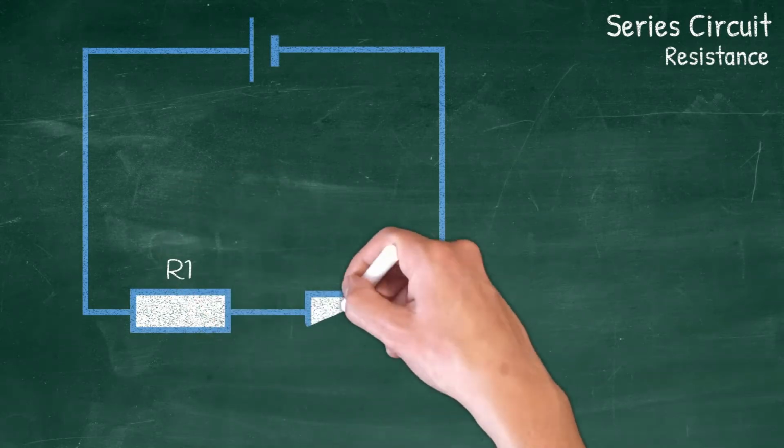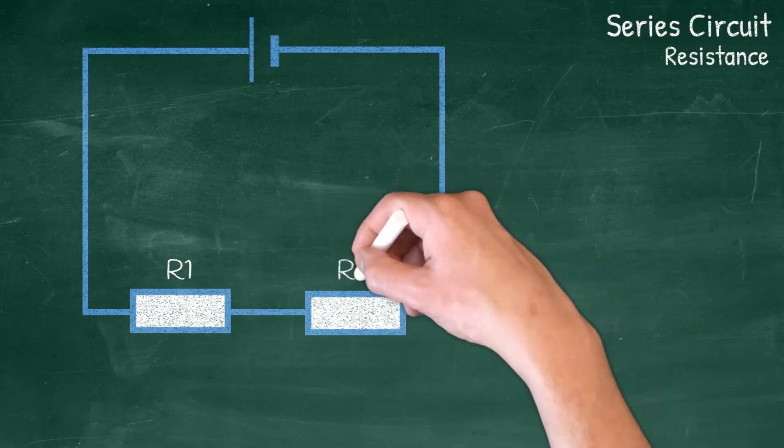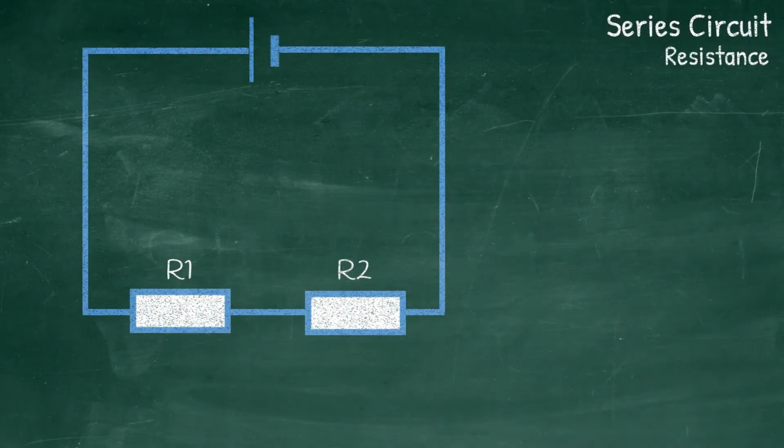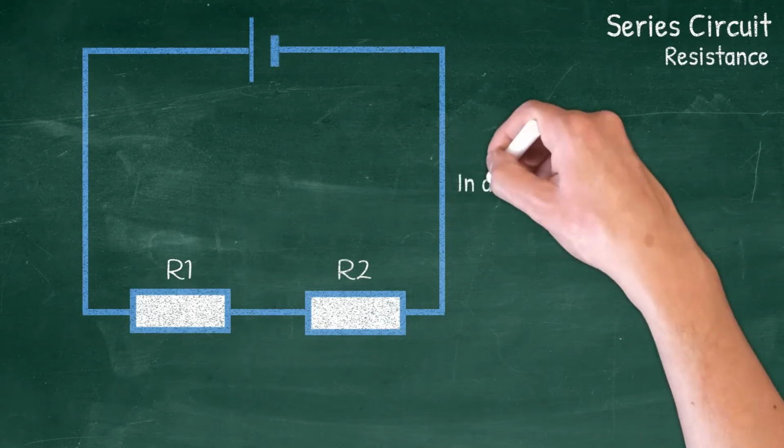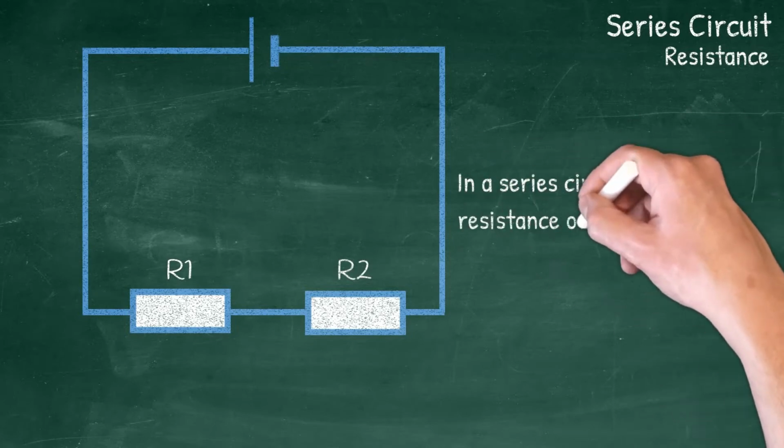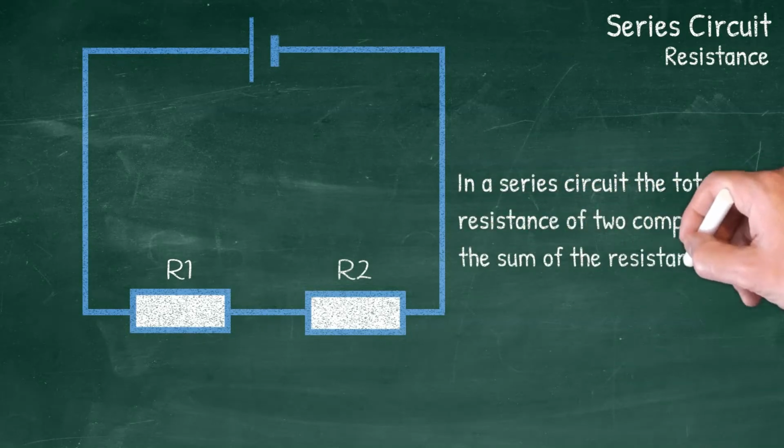Well, what happens if we add another resistor, resistor 2, in series? Well, hopefully you can guess that the total resistance increases. This is because rather than flowing through just one resistor, it now needs to flow through both of them. Therefore, the rule is that in a series circuit, the total resistance of the two components is the sum of the resistance of each of them.